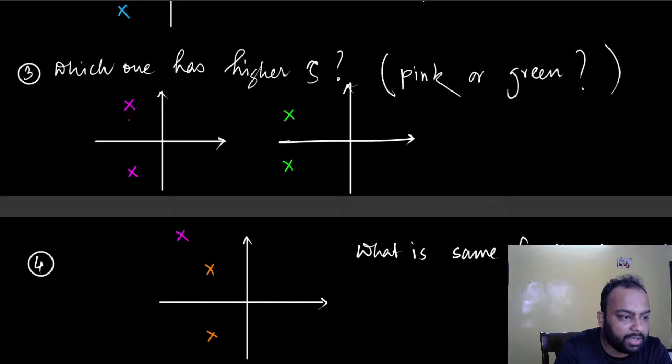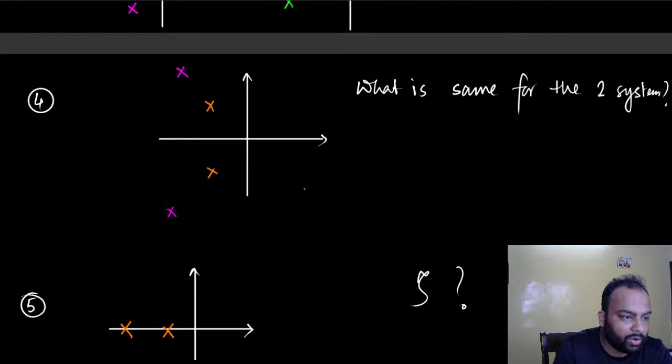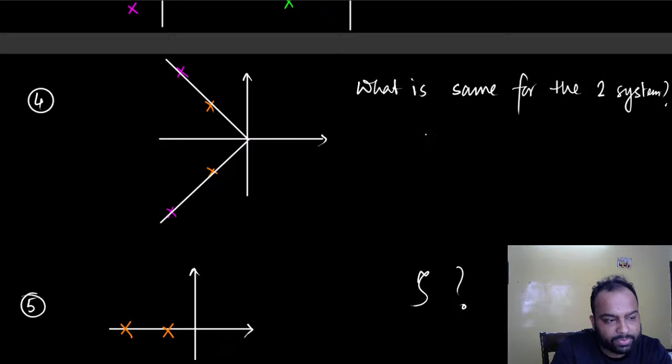Of course, you can draw these lines and you can see this has a higher value of beta, so it will be having a smaller value of zeta, right? This beta is smaller, right? So of course higher damping ratio. So answer would be green, right? All right. So what is same for these two systems? If you roughly draw a line from the origin, you would see that they are lying on the same line. So what is the same for these systems? Of course, zeta is same, right?